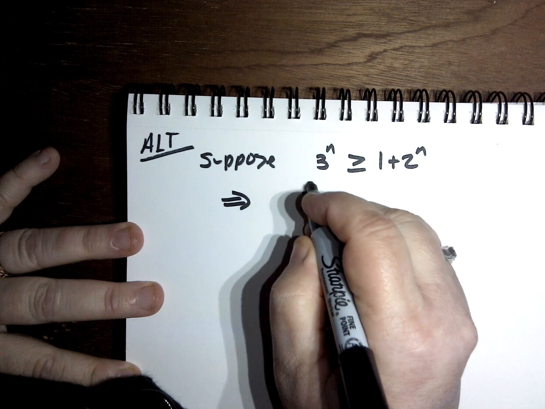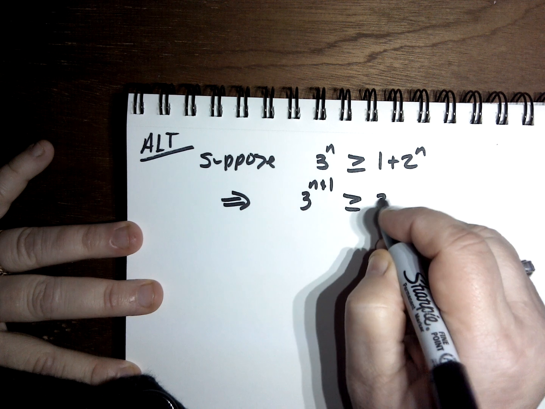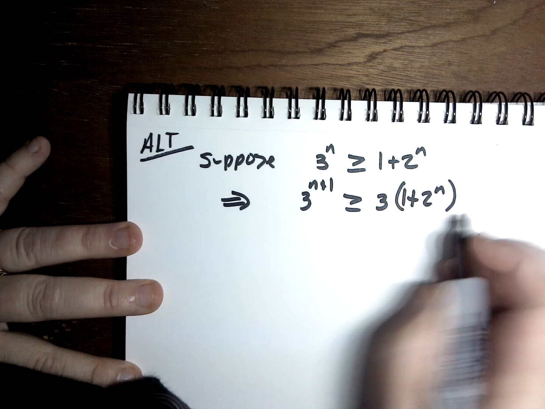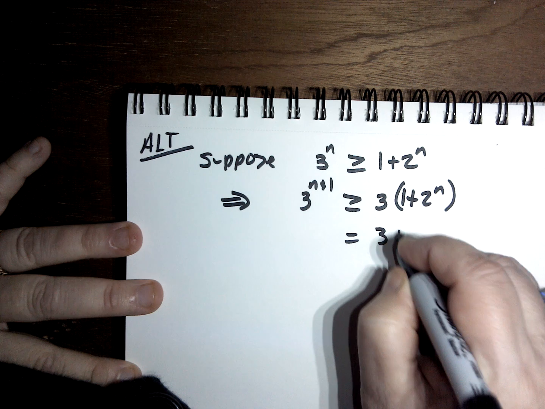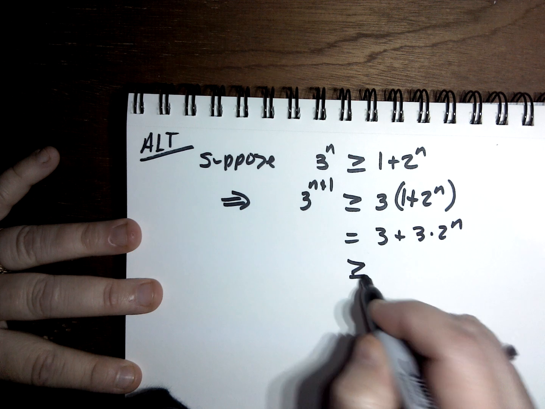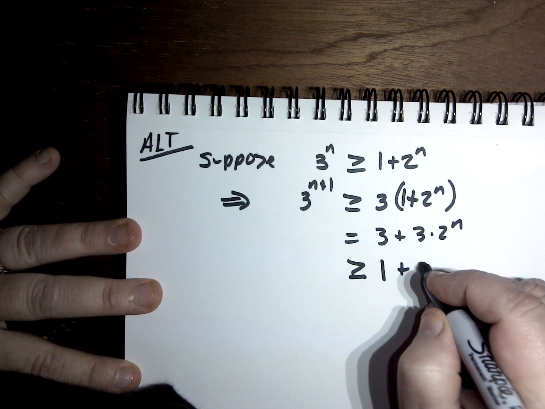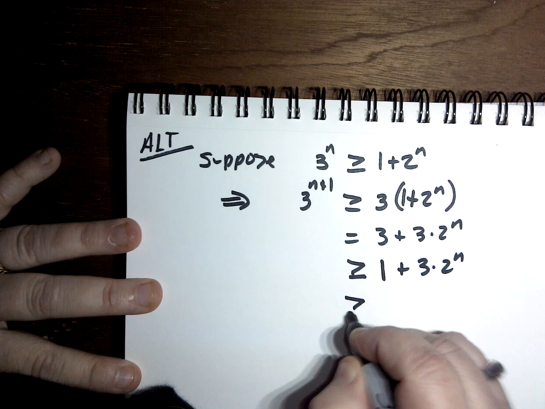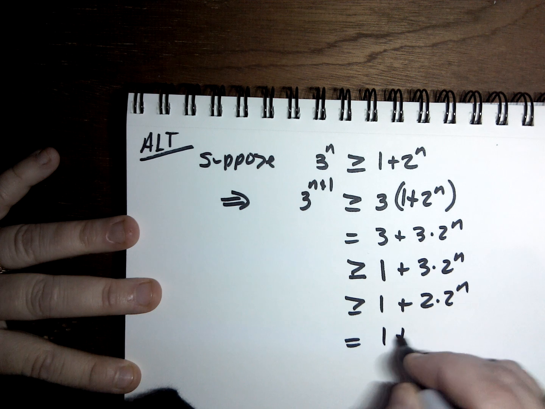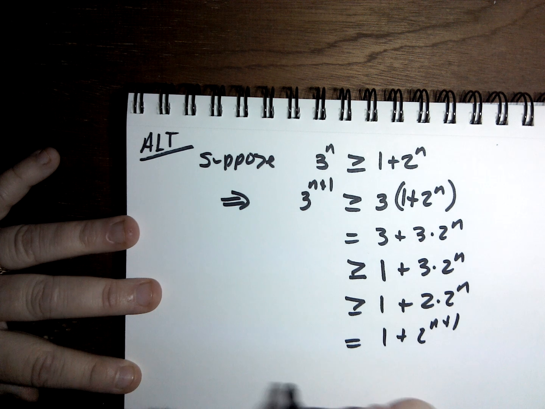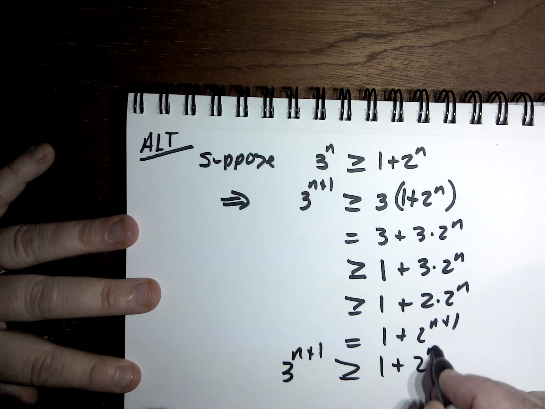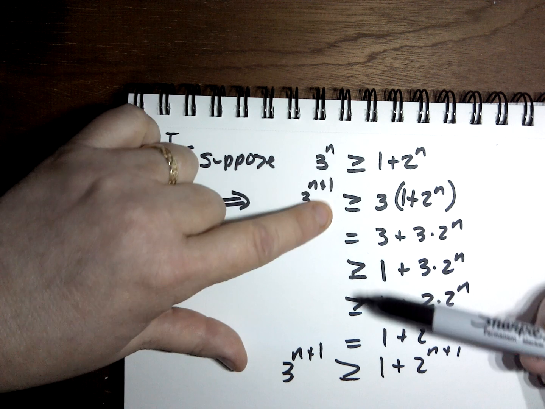So I have 3 to the n plus 1 is greater than or equal to 3 times 1 plus 2 to the n. I'm going to do the same thing I did before. I'm going to rewrite that as 3 plus 3 times 2 to the n, which is greater than or equal to, since 3 is bigger than 1, and 3 is bigger than 2, so now I have 3 to the n plus 1 is greater than or equal to 1 plus 2 to the n plus 1.